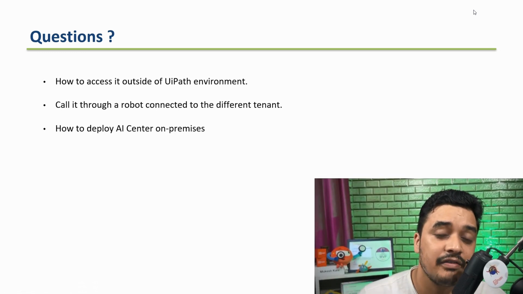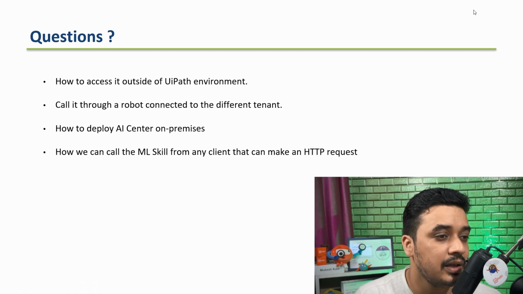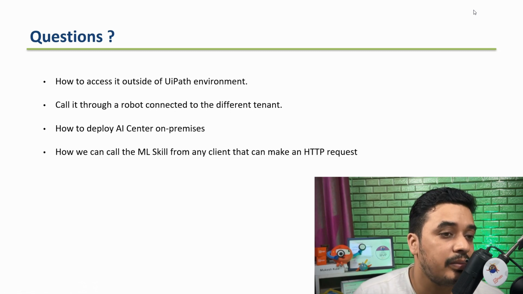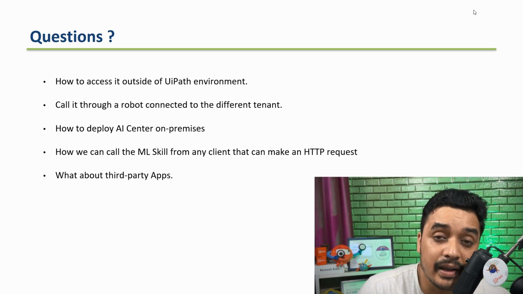The next thing is, if I am on an on-prem environment where I do not have an option to connect via the cloud account, how do I do it? Lastly, how can we call the ML skill from any client that can make an HTTP request? And what about third-party apps?